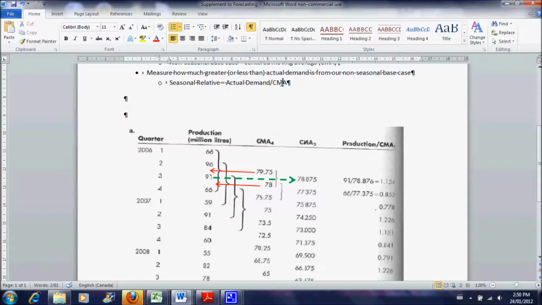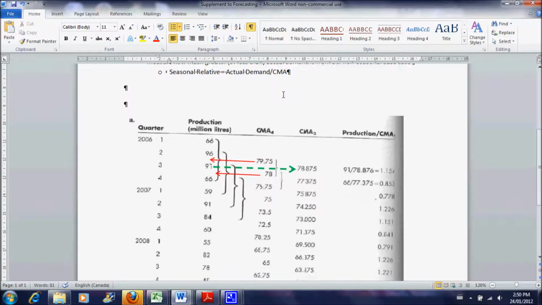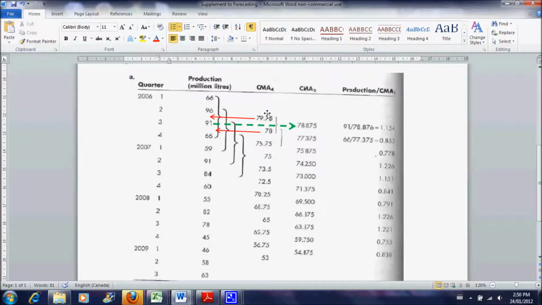And here we have a bit of a problem, because this centered moving average corresponds to this interval. Because we have an even number of seasons, it corresponds to the interval between quarter 2 and quarter 3, and we don't have a demand value for that. Likewise, this centered moving average corresponds to the interval between quarter 3 and quarter 4, and we do not have a demand value for that.